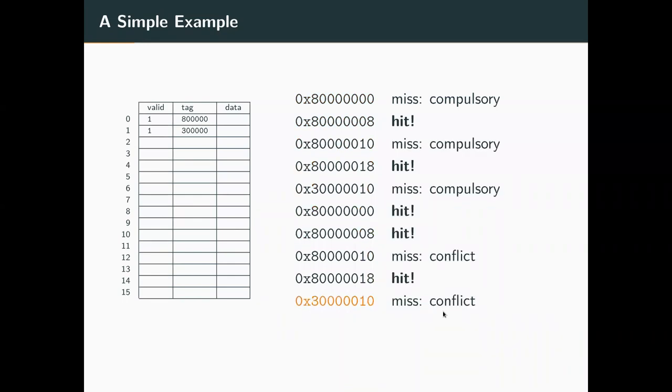Do the tags determine if something is a compulsory miss? So the tags determine whether or not the data we want is in the cache. And the defining factor of a compulsory miss is that we just haven't ever requested that data before. So like here, right? This first access to 300,000010 was compulsory, not a conflict. Even though there was something already in this cache line, it was a compulsory miss because we hadn't requested this specific bit of memory yet. However, this one's going to be a conflict because we had requested it and then we evicted it.